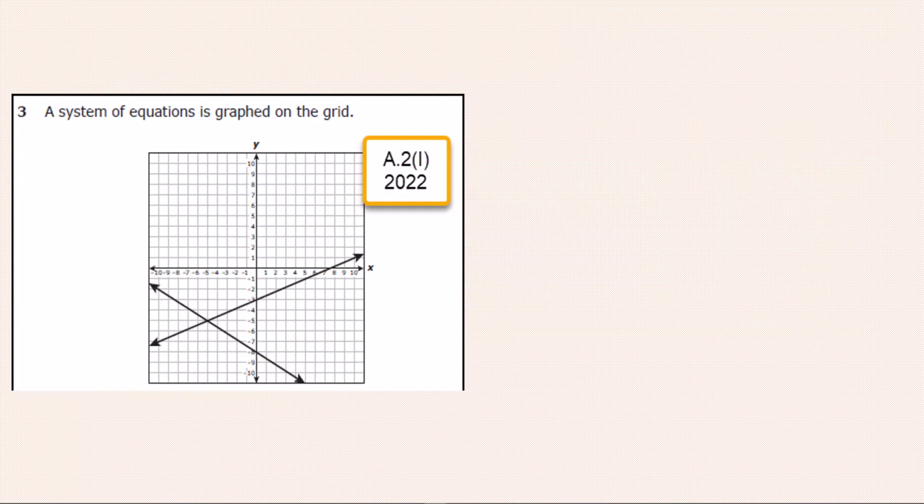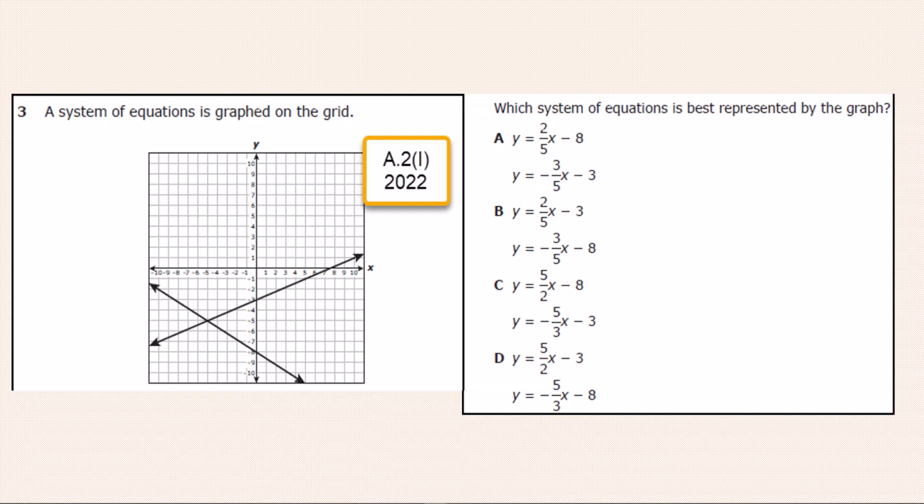Here is a sample test question assessing this concept of solving systems of equations. A graph of a system of equations is shown on the grid, and then 4 pairs of equations are shown as choices. You are to find the choice that is best represented by the graph. Take a moment, pause the video if you need to, and work out what you think is the best choice.